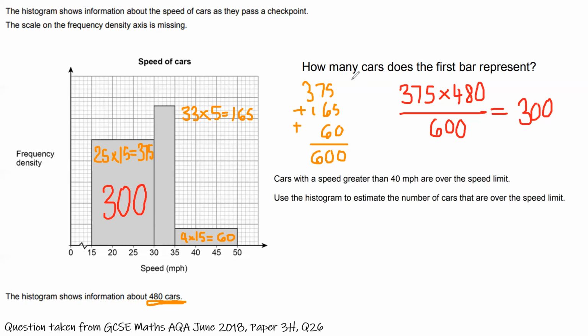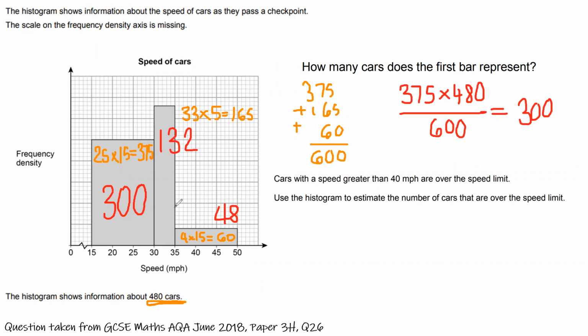So if we do that for the second one, we'll do exactly the same again. We'll do 165 times 480 divided by 600. And if you do that maths, you end up with 132 for this, representing this central bar. And then again, if we do the same for bar 3, we'll do 60 times 480 divided by 600. And for that, you end up with 48. And just to double check that you've got your maths right, if you add all three of these up, you do in fact get 480.